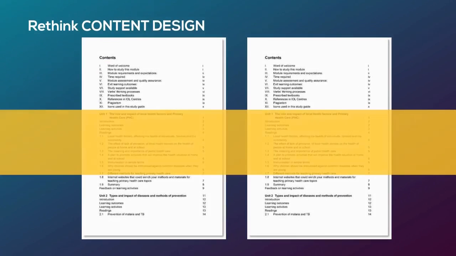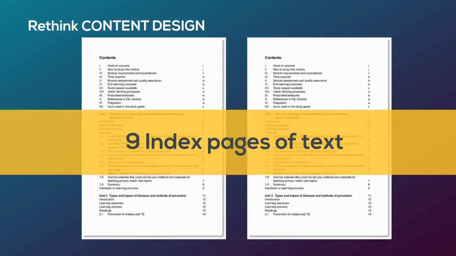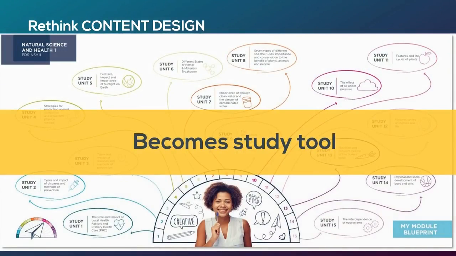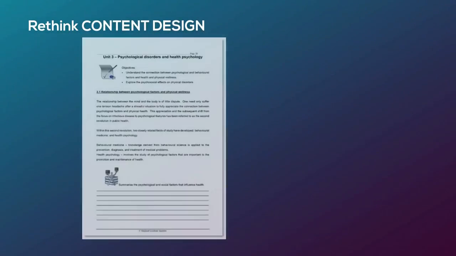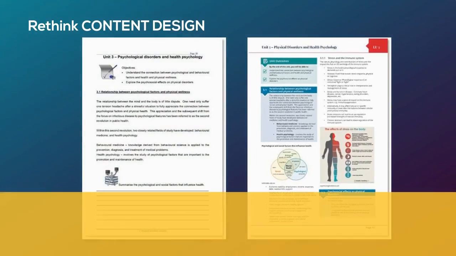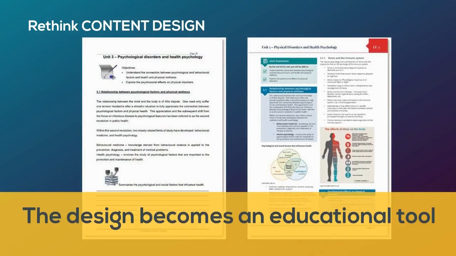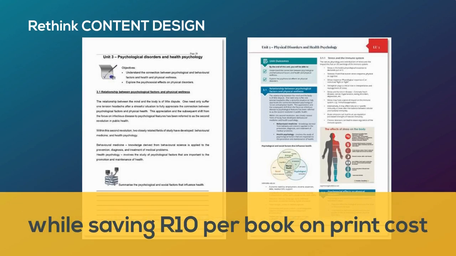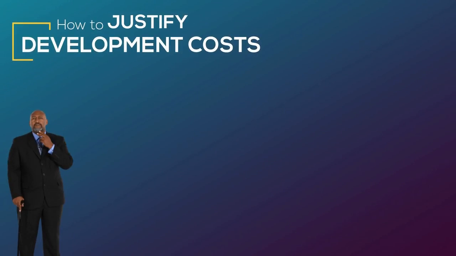Do not fall into the trap of just adding color. If we look at this index, by using color and digital design, it becomes a study tool. Think content redesign. If you look at the page on the left and the page on the right, it's been cleverly redesigned, and the client actually had a printing cost saving of 10 Rand per book.